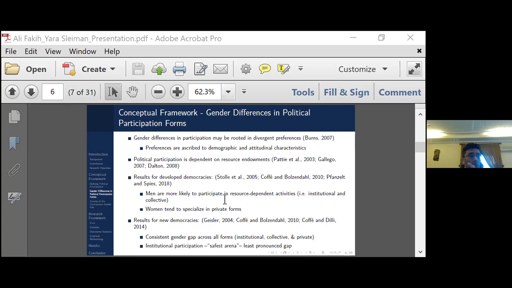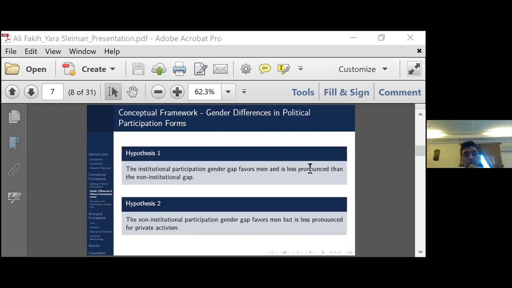Basically, we also have results from new democracies in East Europe, showing a consistent gender gap across all forms: institutional, collective, and private. It is important to note that for the targeted group in our paper, the institutional engagement gap tends to be less pronounced in newly established democracies following the Arab Spring uprising. Taking into account the Arab transformations, gender gaps in voting and party membership may be less manifested, as they are regarded as safer arenas for females compared to males. So these are some common observations from the literature review regarding gender difference in political participation.